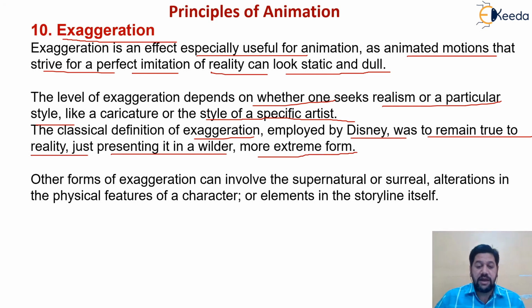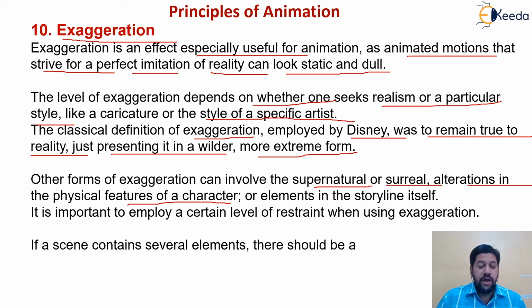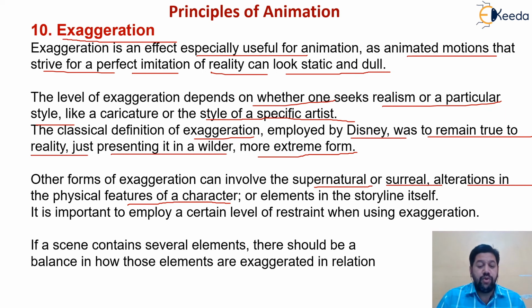Another form of exaggeration can involve the supernatural or surreal alteration in the physical features of a character or elements in a storyline itself. It is important to employ a certain level of restraint when using exaggeration. If a scene contains several elements, there should be a balance in how these elements are exaggerated in relation to each other. This is one of the good features, but we should take care that it is not over-exaggerated. We should remain true to the reality of the exaggeration, and that is what this point indicates.